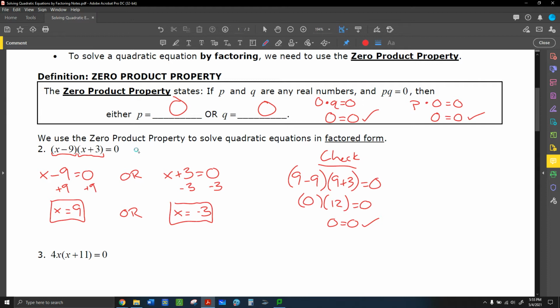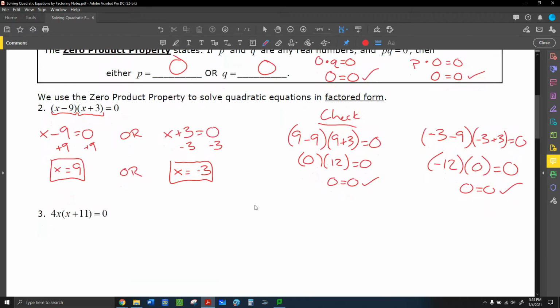Check x equals negative 3. We have the quantity negative 3 minus 9 times negative 3 plus 3 is equal to 0. Negative 3 minus 9 is negative 12, times negative 3 plus 3, which is 0. And negative 12 times 0 is 0. So this checks out. So both of these solutions, x equals 9 and x equals negative 3, make this equation true. Let's try one more example.